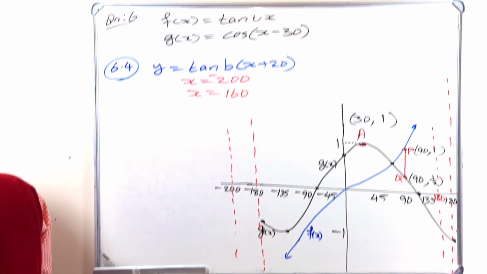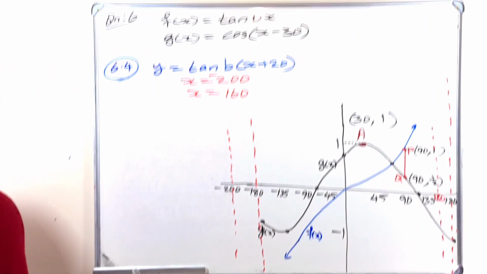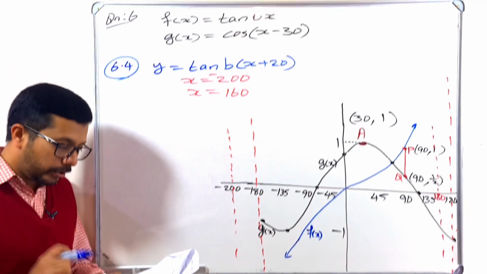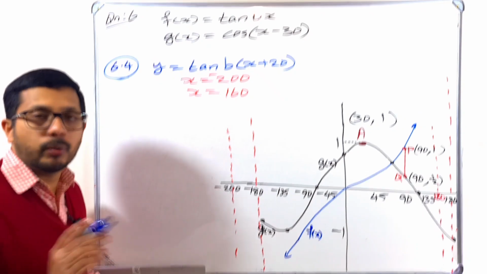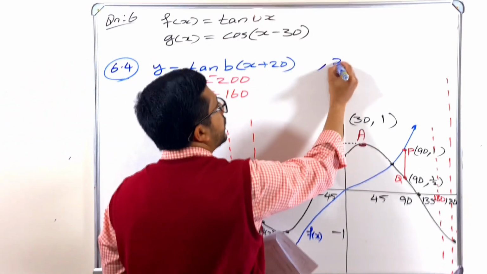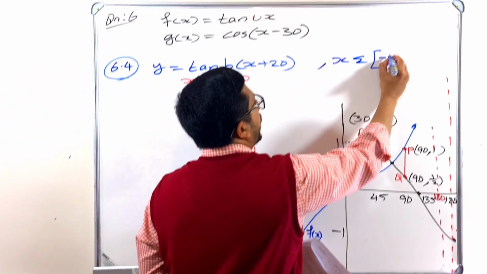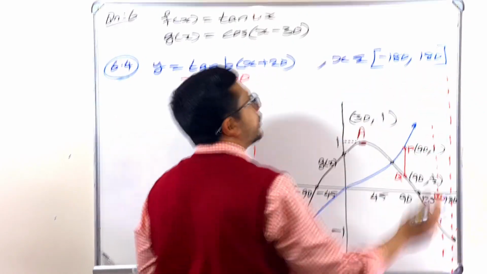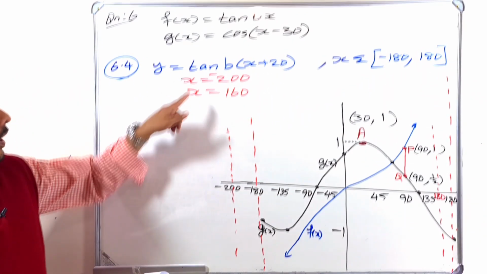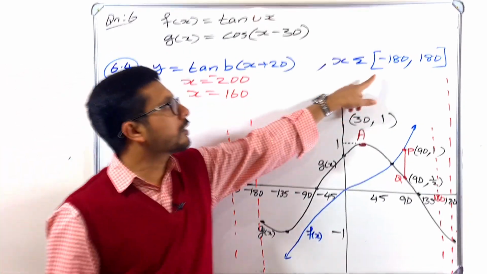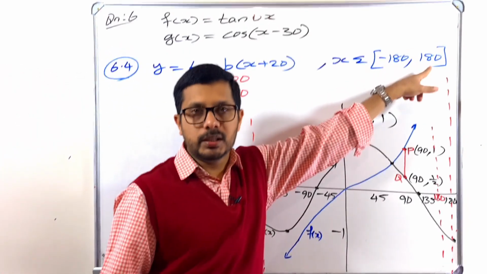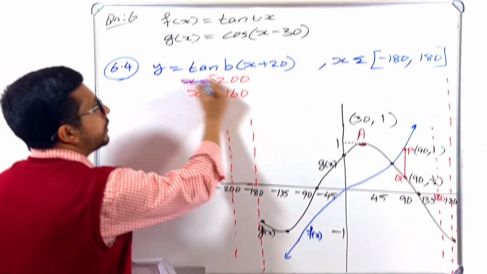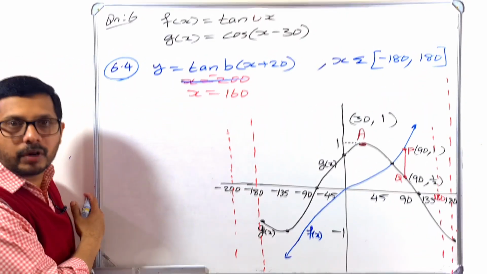Here, even though in the new graph the new asymptotes are x is equal to minus 200 and x is equal to 160, look at that question. There is a domain given: x is an element of minus 180 to 180. So it means that this minus 200 is not in this minus 180 to 180, not in that limit. You understand? So we don't want to write this one because that is out of our limit.